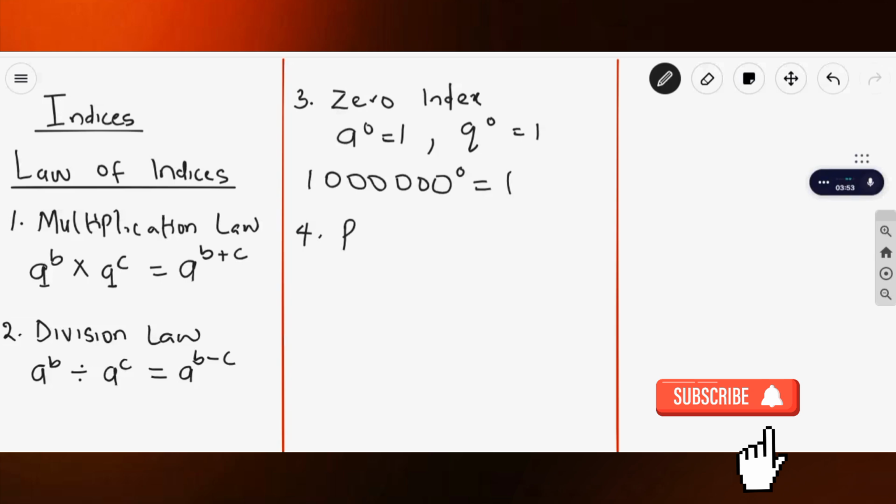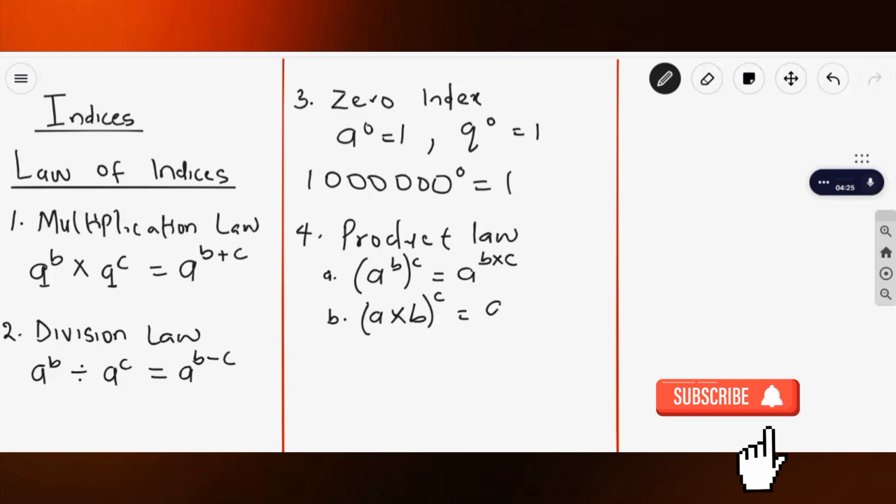Then we have the product law. It can be in two forms. You have it as (A raised to B) raised to C, then it means A raised to the product of the powers. You also have this form: (A times B) raised to power C. Then individually they take the power. The sign does not change.